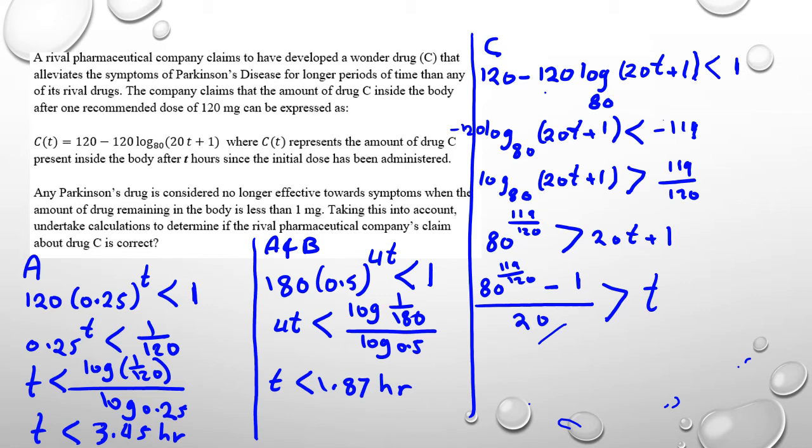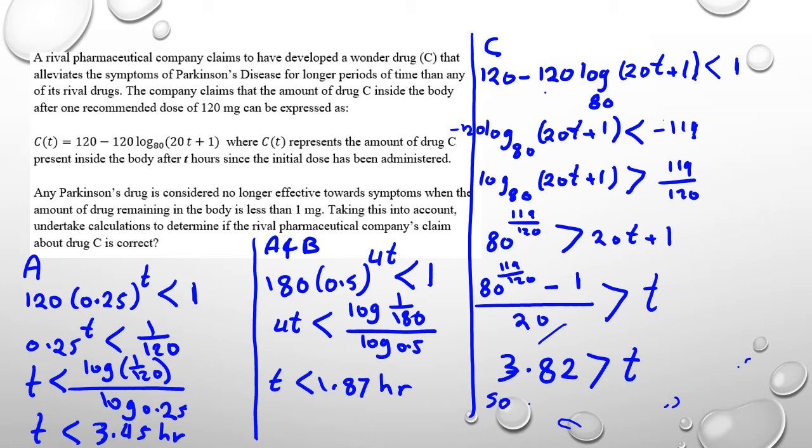Now I can find that in the calculator. So how would you find it in the calculator? You would do 80 to the power of open bracket 119 divided by 120 close bracket, answer. So execute, that will give me the answer. Then I will do minus 1, then I will divide by 20, and that gives me 3.82. So 3.82 is less than 10.